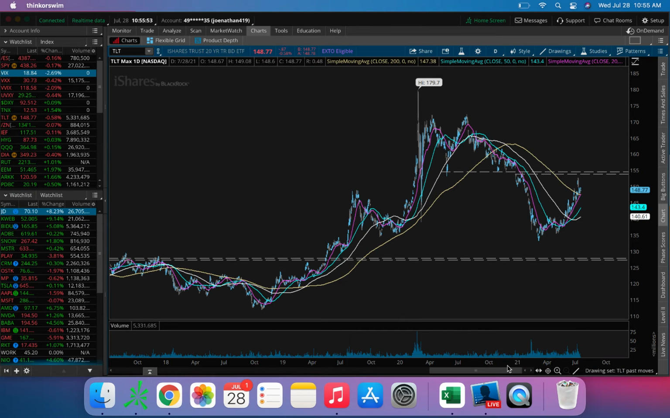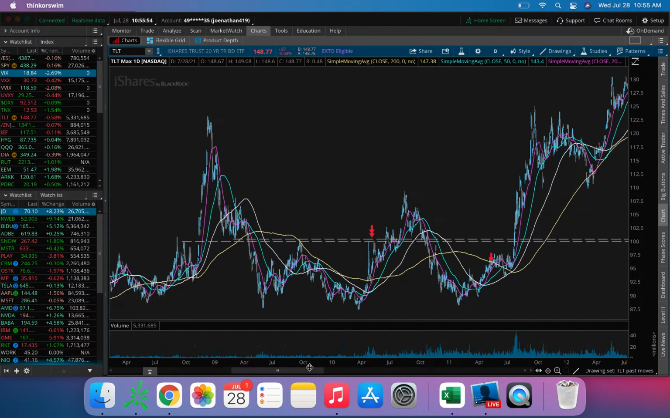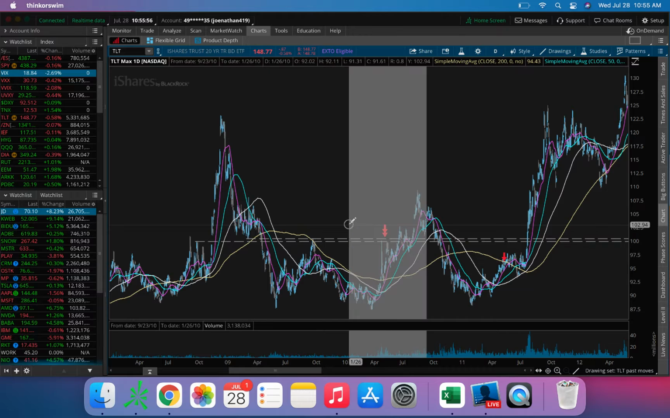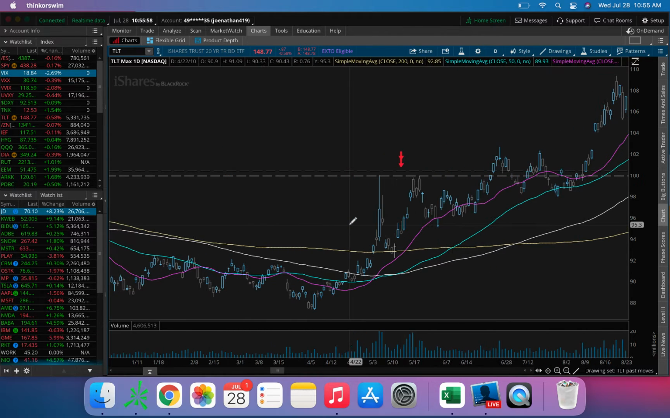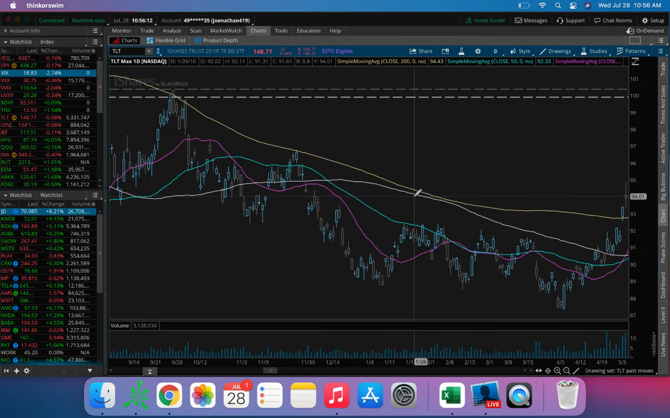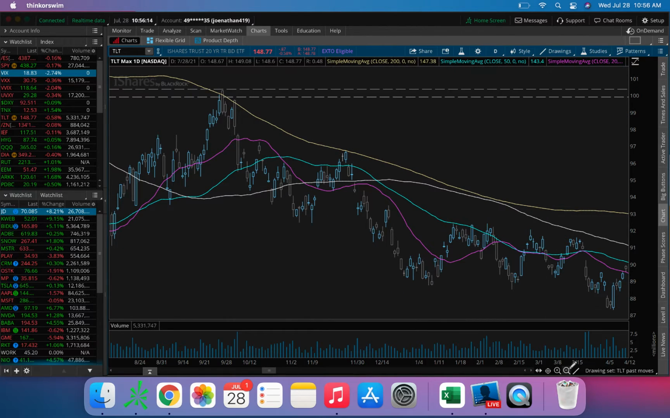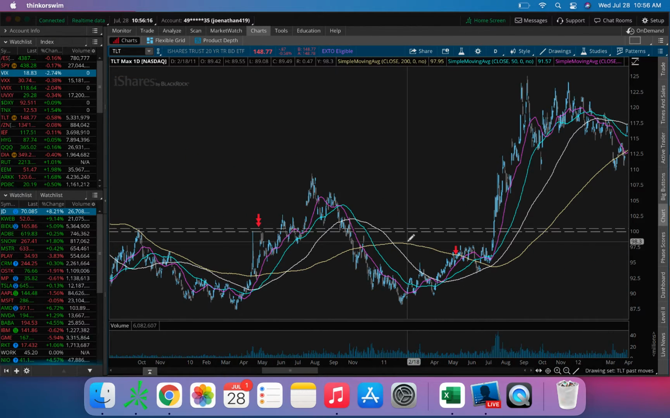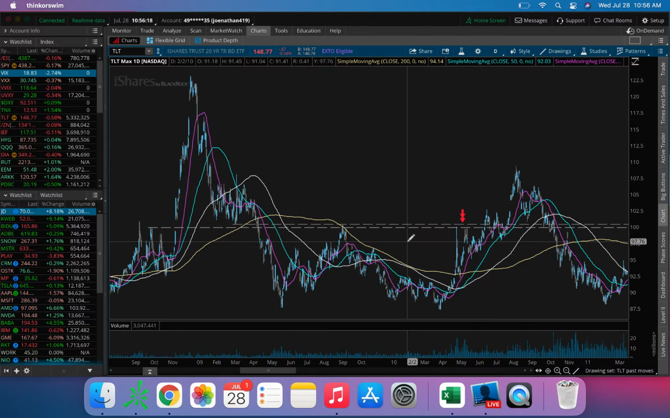If we look on the daily, we could see that there's a crossover of the 200-day and the 20-day purple line crossing. When that happened, you could see that we had this big rally up to this support zone or resistance zone that I've laid out here. That is the same thing as what we're doing here.